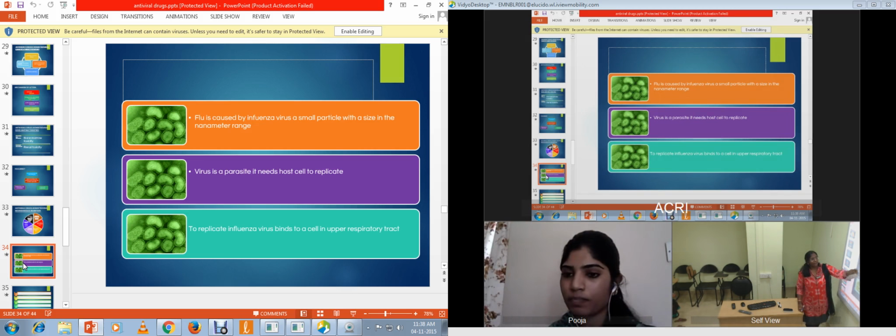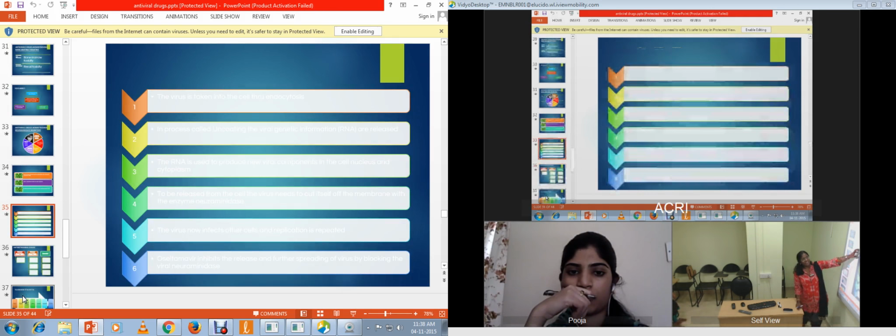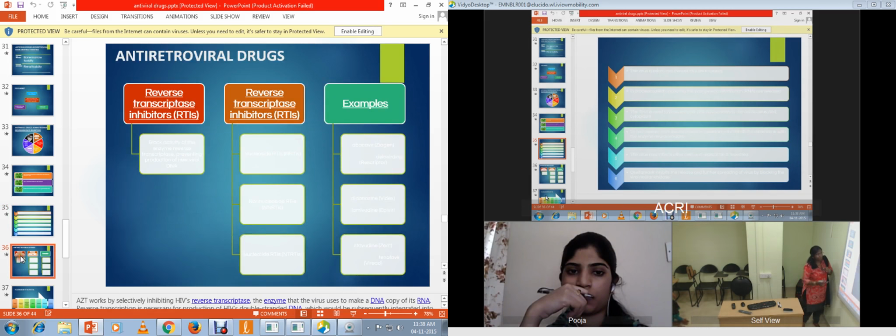Flu is caused by the influenza virus. A virus is a parasite; it needs a host cell to replicate. The influenza virus affects your respiratory tract. The virus is taken into the cell through endocytosis, then uncoating occurs and the viral genetic material integrates with the host cell genetic material. It synthesizes its own proteins and genetic material, then goes to other cells. That is the mechanism.